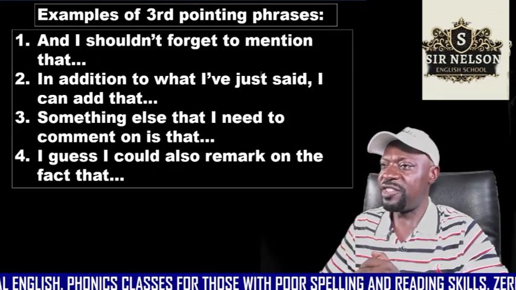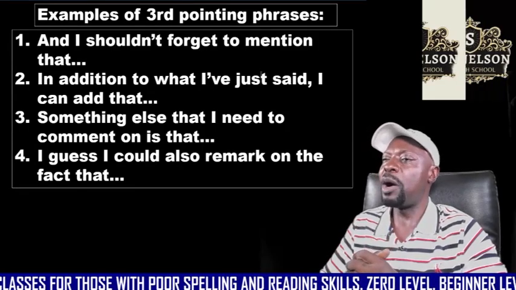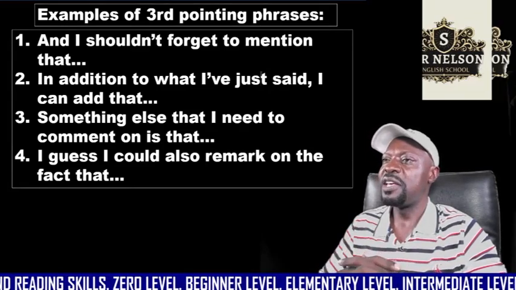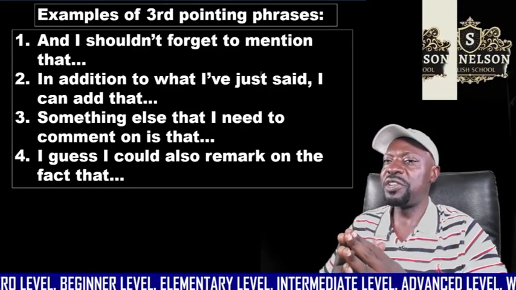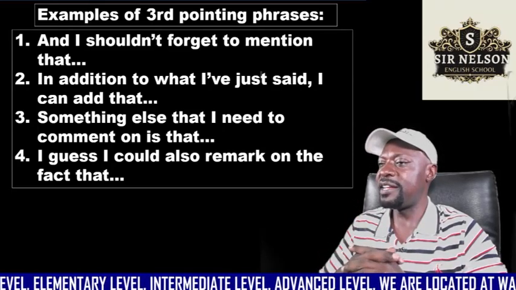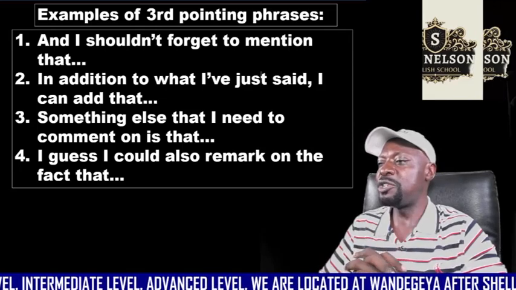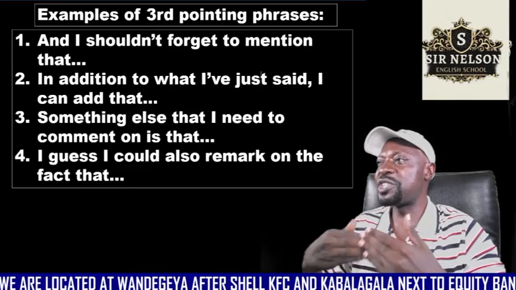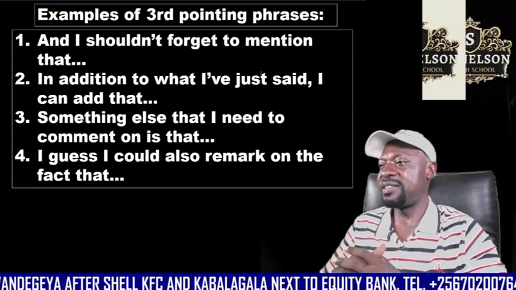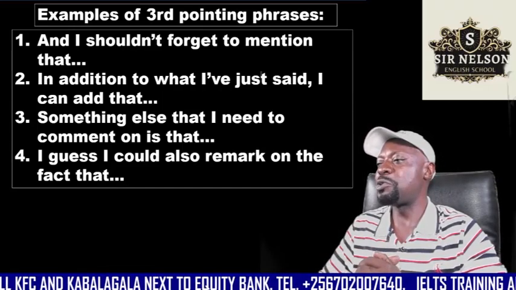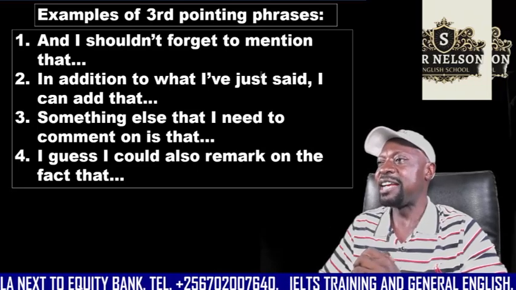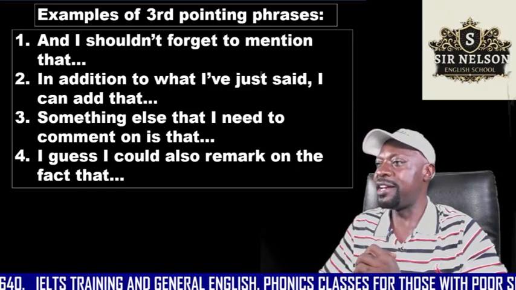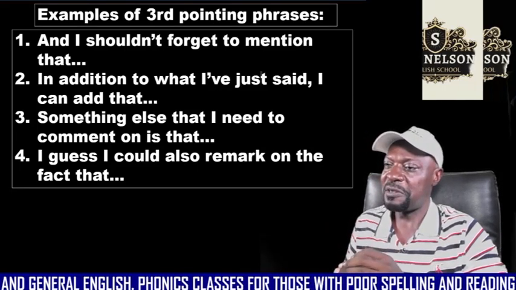Examples of third pointing phrases. This introduces a third point about what you are describing. A city, a country. If you are describing a country, you choose 3 things. And I shouldn't forget to mention that, in addition to what I have just said, I can add that. Something else that I need to comment on is that, I guess I could also remark on the fact that. Here you are introducing a third point. These linking devices are important if you are to produce native speaker style English, and it will help you get a higher band, and also you will produce longer answers. You will avoid the short answers if you use these phrases.